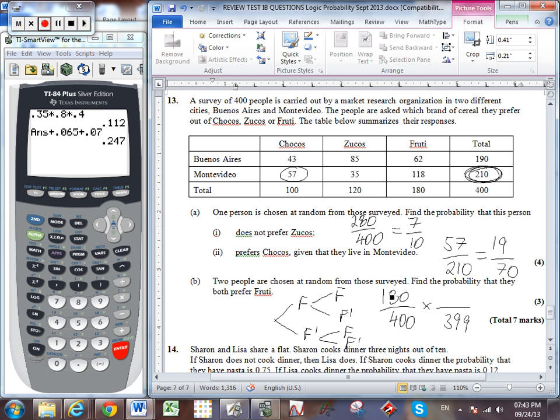Because I've already selected a fruity preferer, that leaves only 179 of them left. So, in order to get that probability, 180 divided by 400 times 179 divided by 399 gives you 0.202 if I round to 3 significant figures.